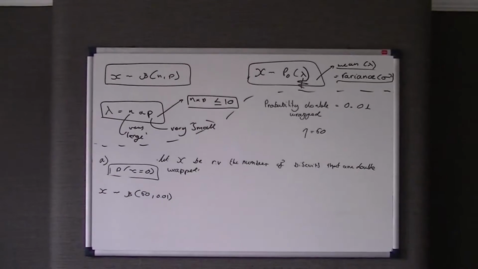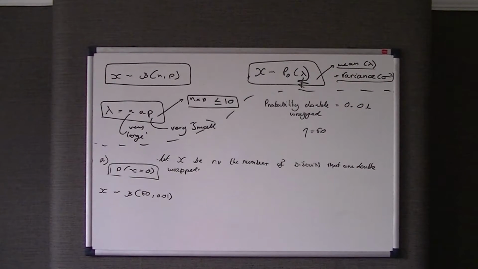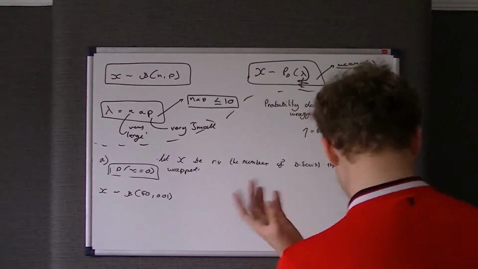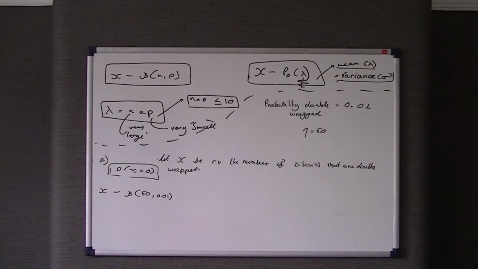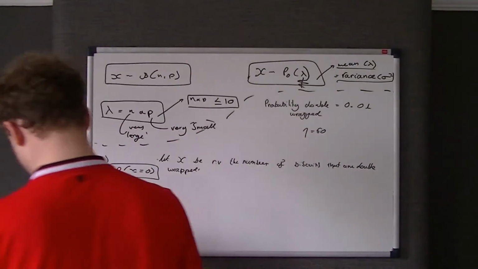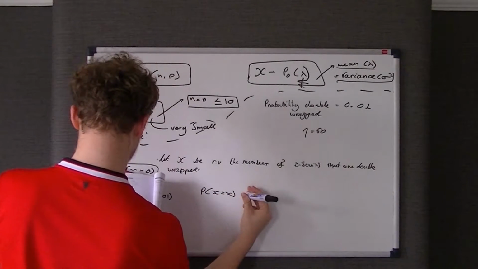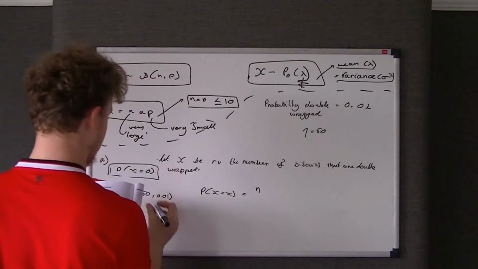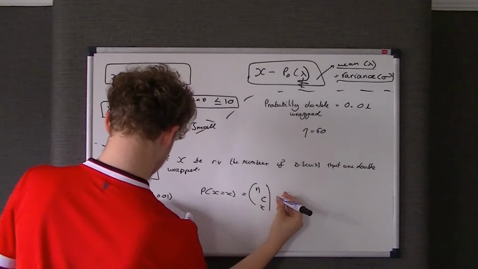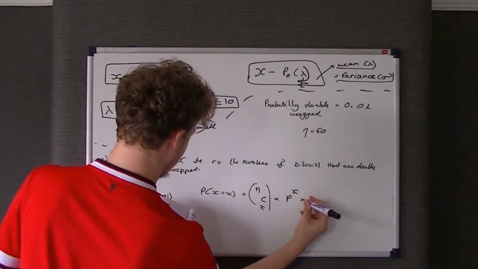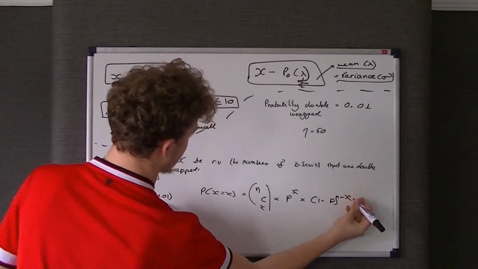Now, I do admit that you could use the binomial equation, derived straight from the simple equation you get given in your formula sheet. This is the formula: the probability that x is equal to little x is n, which in this case is 60, choose x, in brackets, times p to the power x, the probability of success to the power x, times 1 take p to the power of n take x.